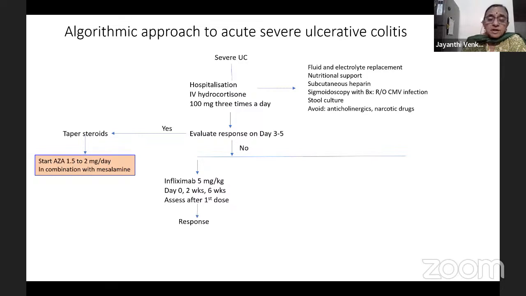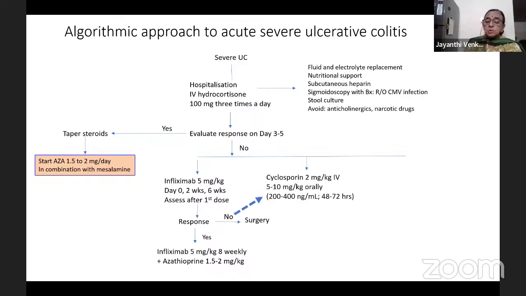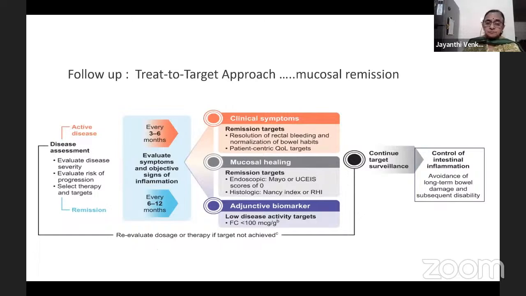At the end of 3 to 5 days, if there is a response, then these patients are started on azathioprine along with mesalamine. However, if there's no response, they are the ones who would either require infliximab or cyclosporin as an alternative, and they're maintained with the cyclosporin or infliximab along with an immunomodulator. Those who are refractory to either of these treatments are the ones that would go for surgery.